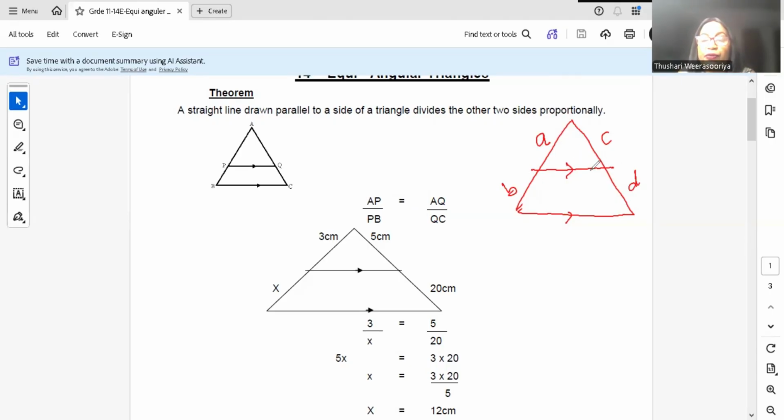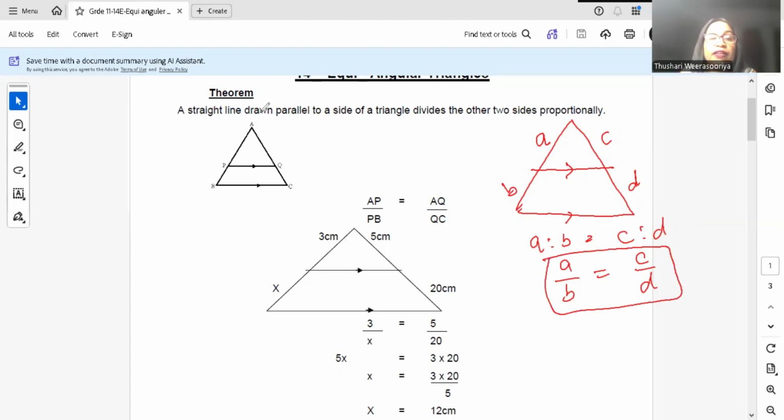By this line, the other two lines divides proportionally. Proportionally means the ratios are same. A is to B equals C is to D. Right? That means A over B, ratio I can write as a fraction, C over D. That is the result we get from this theorem. Now read this theorem. A straight line drawn parallel to a side of a triangle divides the other two sides proportionally. Right?